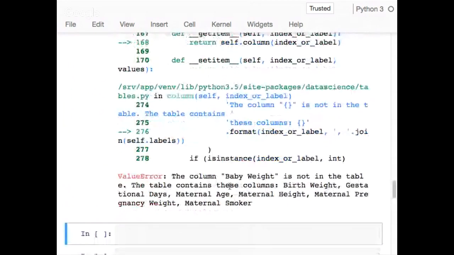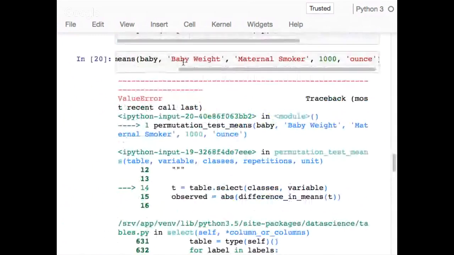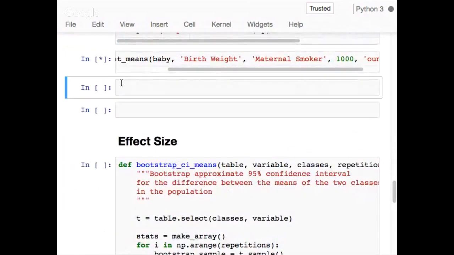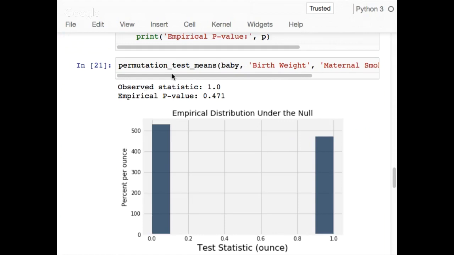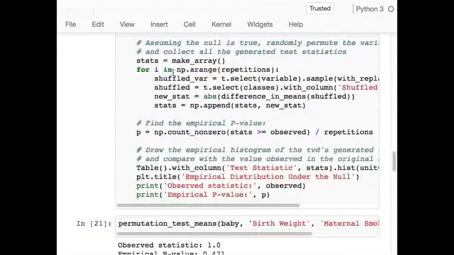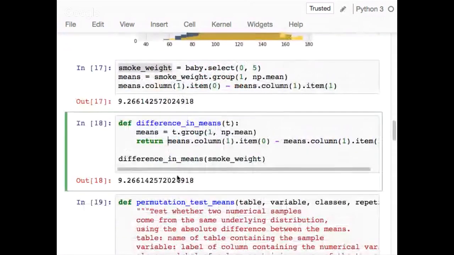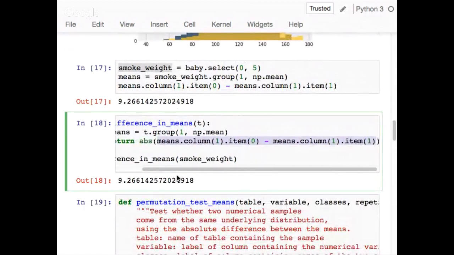How did it break? Birth weight. Birth weight. OK, let's try that. So it's going to chug along, simulate a bunch of samples, and there we go. OK, so that looks a little bit odd. And that is because I forgot to put an absolute value here. Let's try that. Absolute value.